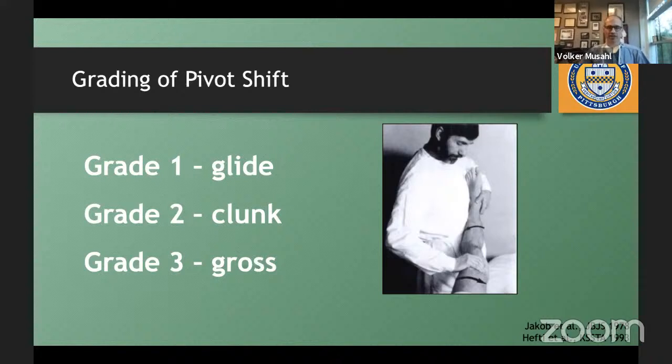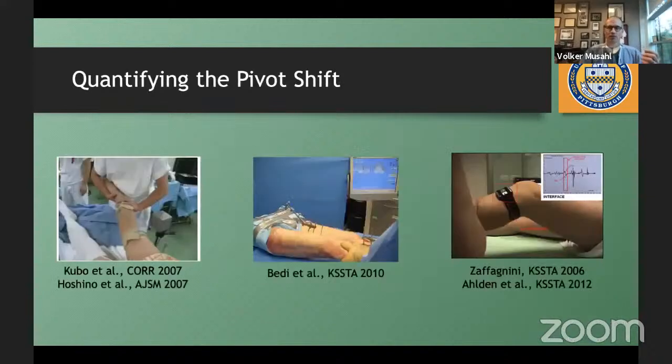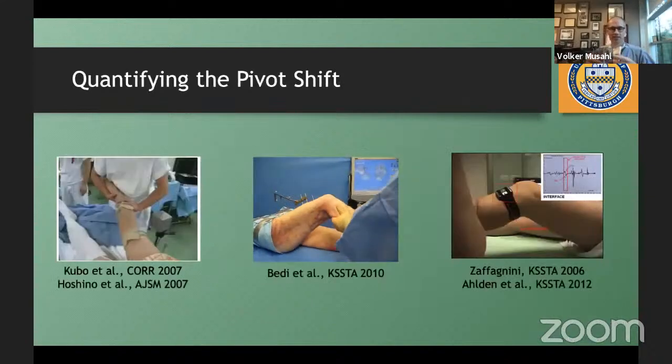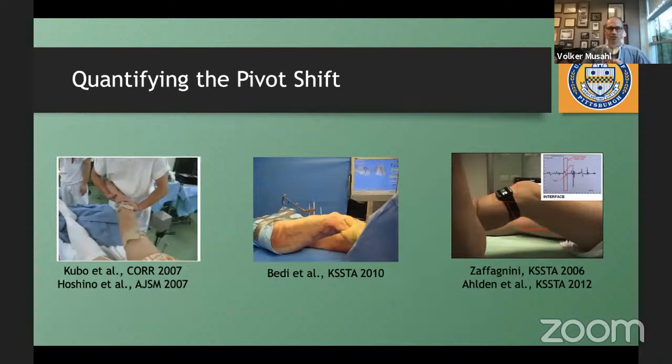If you look on the internet and you look on Wikipedia, the clunk is something you can hear, right? It's like something audible. Obviously, you cannot hear the pivot shift. So it's a bit difficult really to say what clunk and gross means. It's really up to your interpretation. And therefore, doing a quantitative analysis, we feel is really warranted.